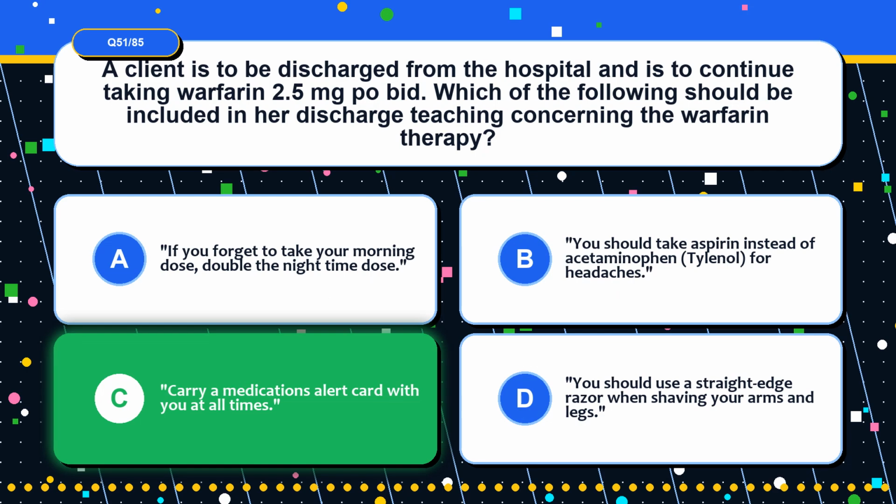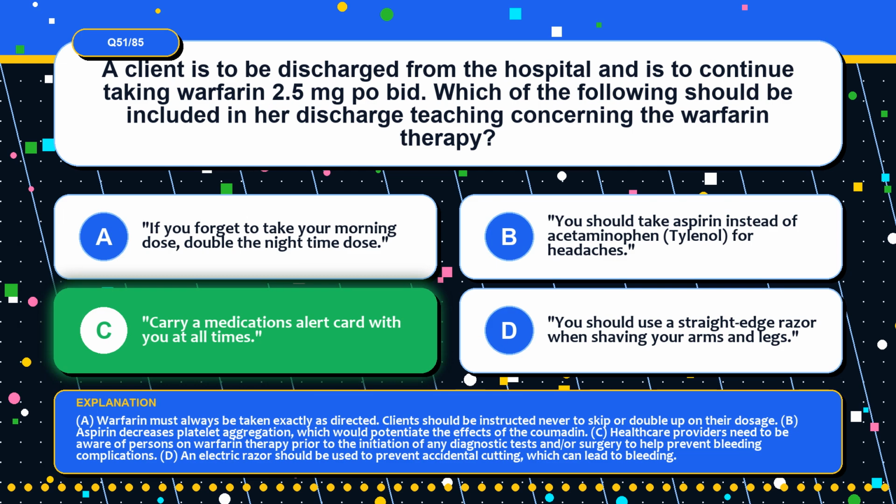The correct answer is option C. Carry a medication alert card with you at all times. A. Warfarin must always be taken exactly as directed. Clients should be instructed never to skip or double up on their dosage. B. Aspirin decreases platelet aggregation, which would potentiate the effects of the Coumadin. C. Healthcare providers need to be aware of persons on warfarin therapy prior to the initiation of any diagnostic tests and/or surgery to help prevent bleeding complications. D. An electric razor should be used to prevent accidental cutting, which can lead to bleeding.